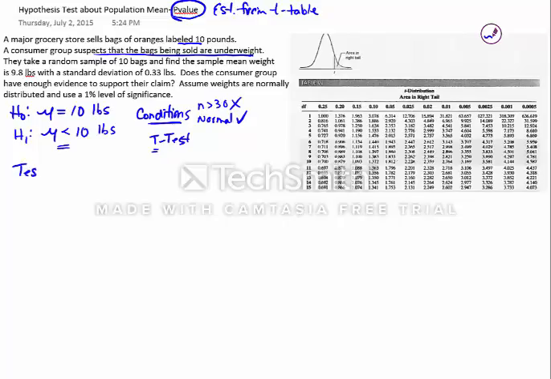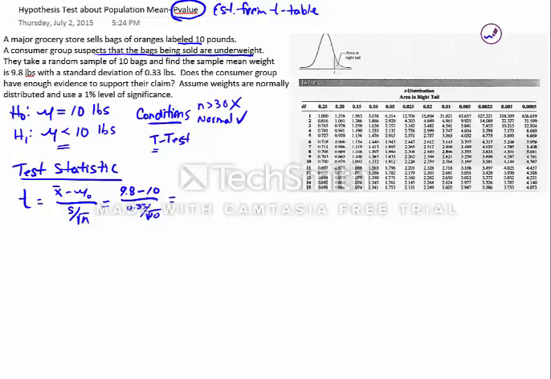So one of the most important things to calculate for any test about a parameter is what's called the test statistic. The test statistic is going to measure how far away our sample statistic is from the claimed value of the parameter. So in this case it's a t-score: sample mean, minus the claimed value of the mean in the null hypothesis, divided by the sample standard deviation over the square root of the sample size. So here our sample mean, if you look at the random sample of 10 bags, they had a mean weight of 9.8 pounds, so we do 9.8 minus 10, divided by the standard deviation of 0.33 pounds over the square root of the sample size, square root of 10.